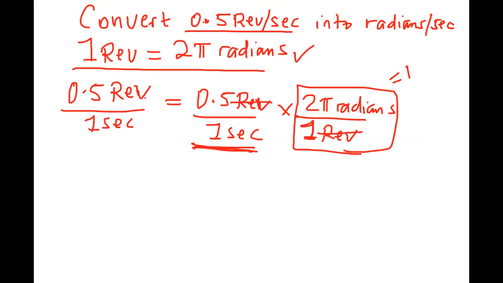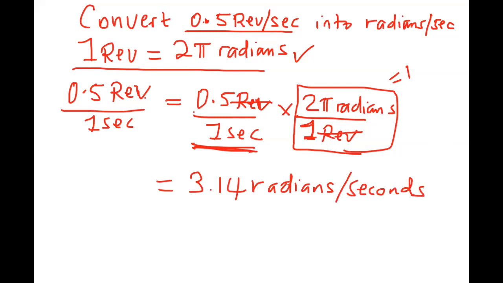Then I'll end up with 0.5 times 2 pi radians. That will give me actually 3.14. The units on top now will be radians, because we no longer have revolutions, and then down there we have seconds. So that's the rotational rate for this case, 3.14 radians per second.